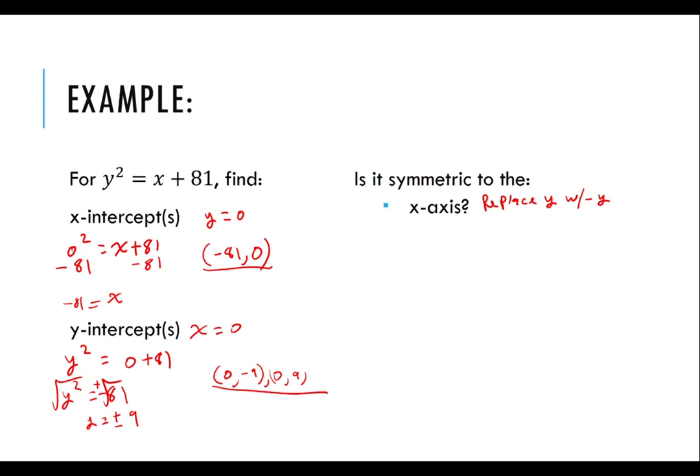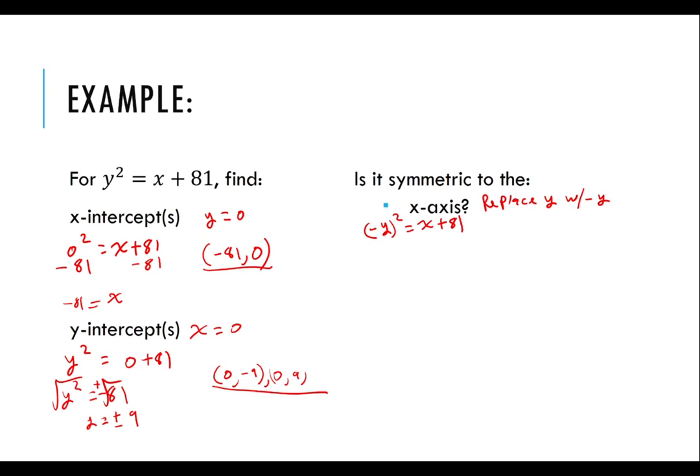So we replace y with -y, that is, (-y) squared is equal to x plus 81. Then we ask ourselves the question, does this thing completely simplify in such a way that we get y squared is equal to x plus 81? Well, we have to do the algebra.